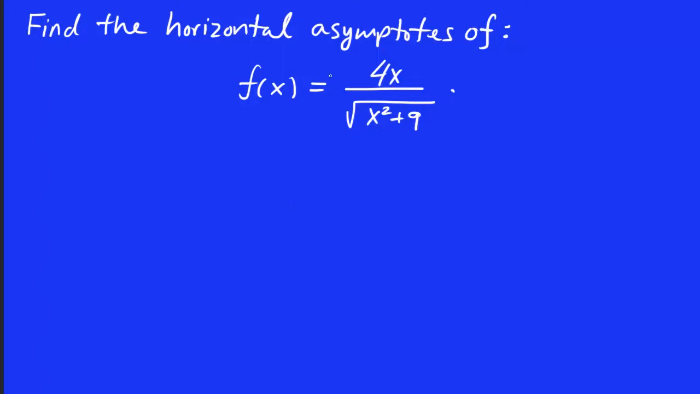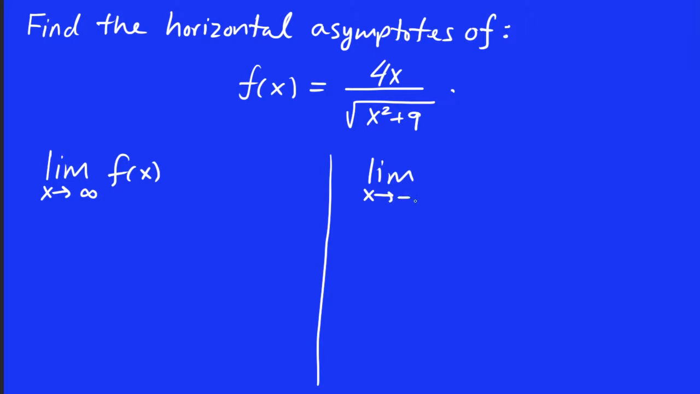This question asks us to find the horizontal asymptotes of this function. So that means we have to calculate two limits, right? We have to calculate the limit as x goes to infinity of f of x, and also the limit as x goes to minus infinity. If this turns out to be a number, then y equals that number is a horizontal asymptote at infinity. And similarly over here, if this turns out to be a number, then y equals that is a horizontal asymptote at minus infinity.